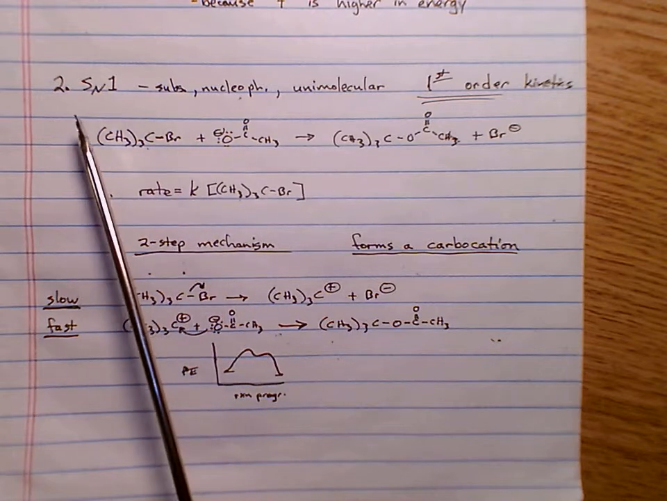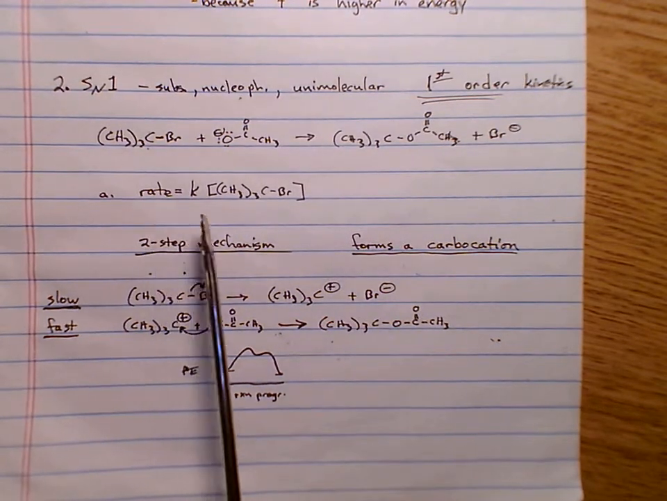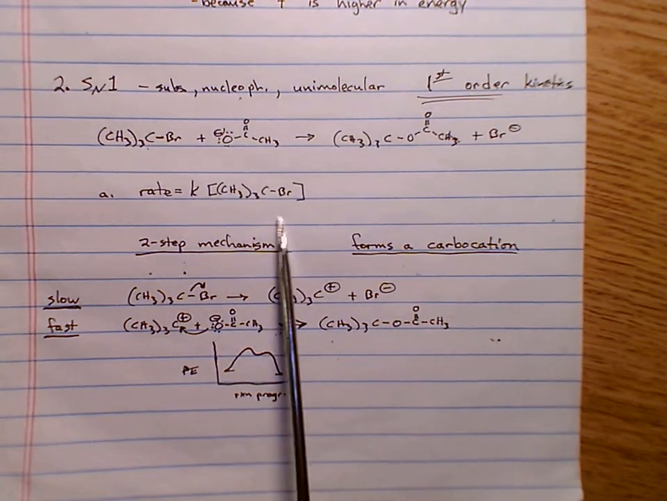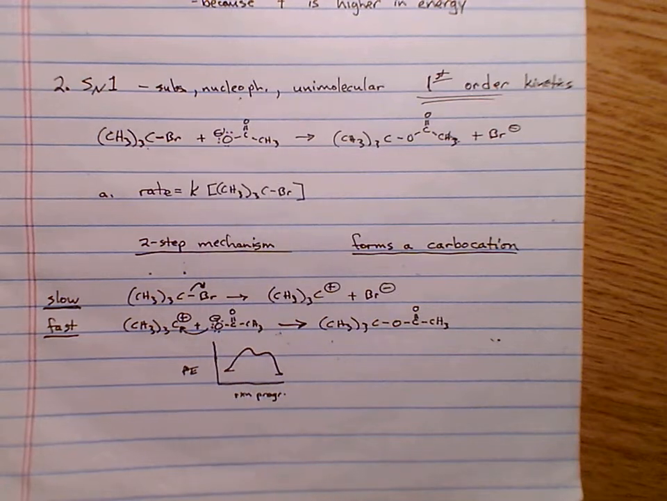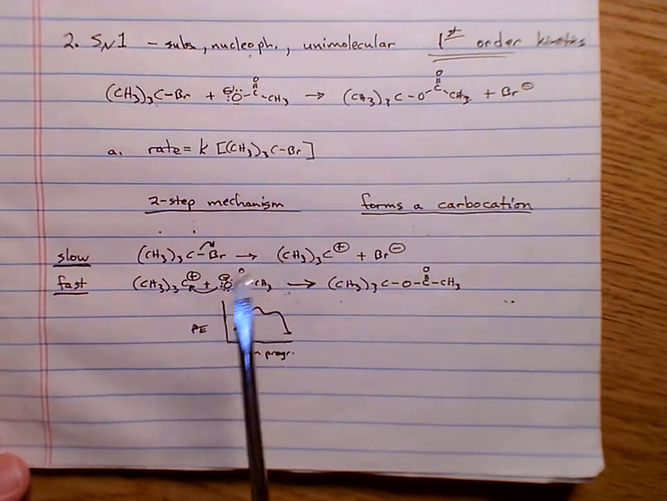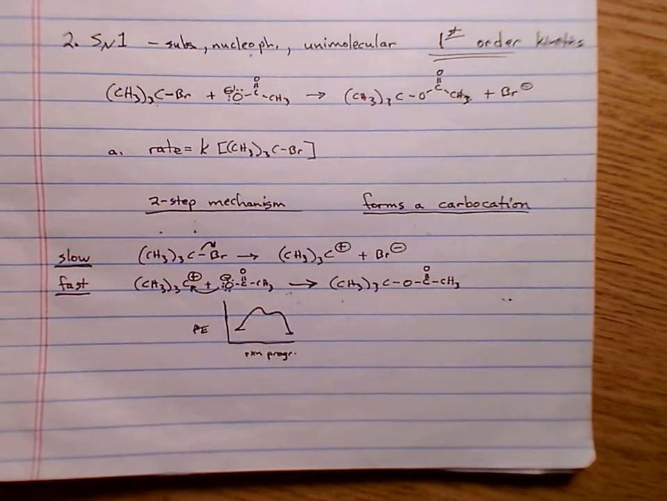Note, this is an SN1, unimolecular. The rate law is rate equals k times the concentration of the substrate, the concentration of the alkyl halide. The concentration of the nucleophile is not involved. Okay. This is a two-step mechanism. The first step is a slow step. The first thing is the leaving group just leaves.